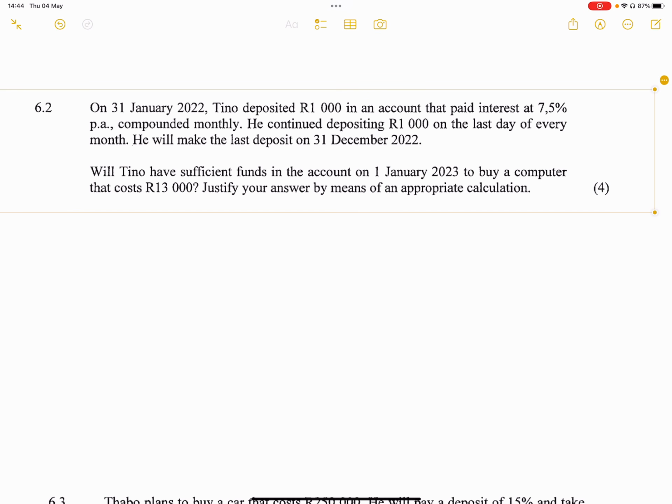So now they say, will Tino have sufficient funds in the account on the 1st of January to buy a computer that costs 13,000?